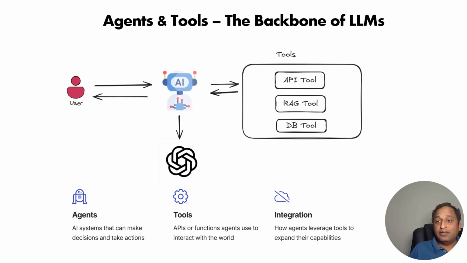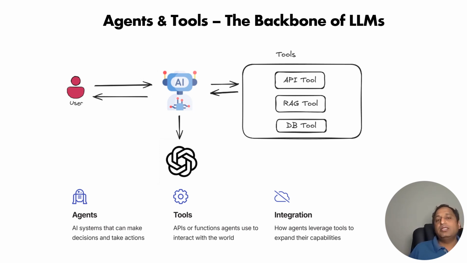But here is the thing, right? Agents are only as good as the tools they can use. Think of an agent like a smart assistant. It can think, but without tools, it can't do anything. Let me give you one example. We are going to build a travel planning agent today as part of this session.